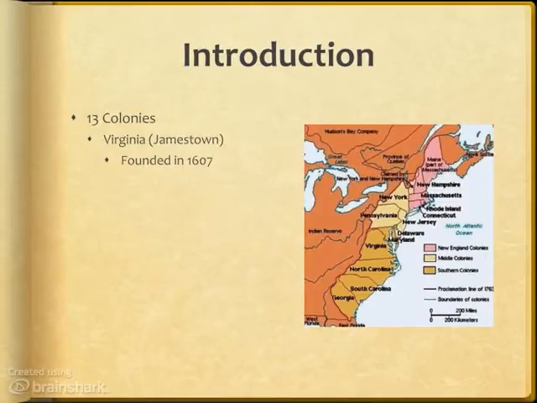By the middle of the 1700s, England had established 13 colonies on the coast of North America. The first of these colonies was, of course, Virginia, which was founded in 1607 at Jamestown. The last colony to be established was Georgia, which was founded in 1739.